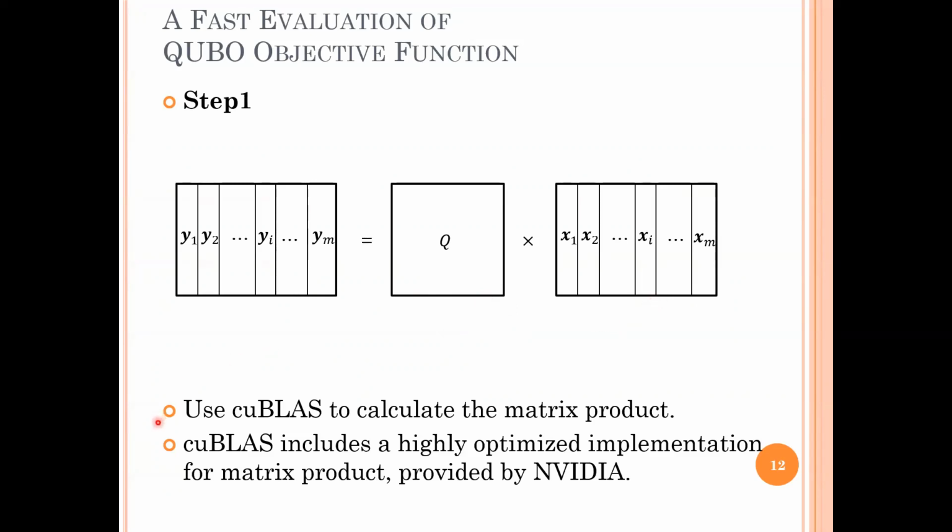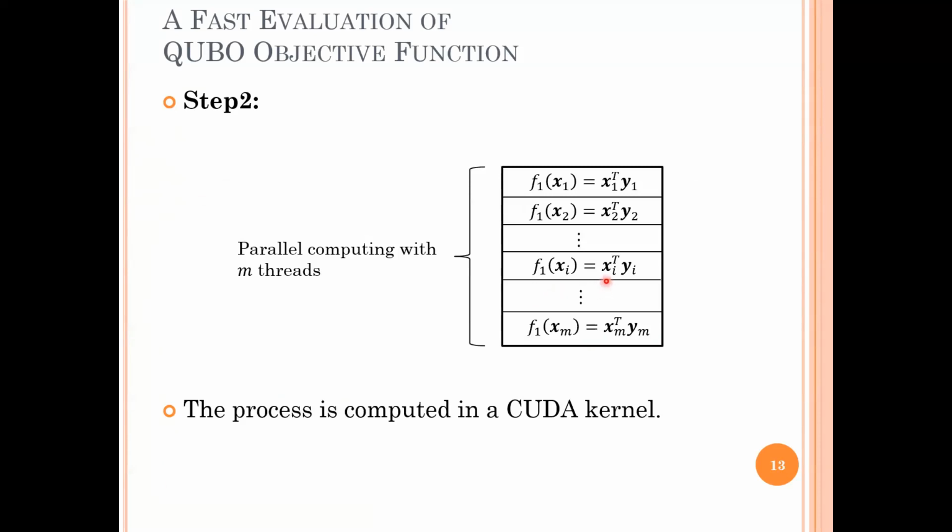We use QUBO to calculate the matrix product. QUBO includes a highly optimized implementation for matrix product provided by NVIDIA. Step 2 is parallel computation of transposed x sub i vector times y sub i vector for each particle with m threads. Inner product calculation is order n time. Step 2 can be efficiently computed in a simple CUDA kernel.